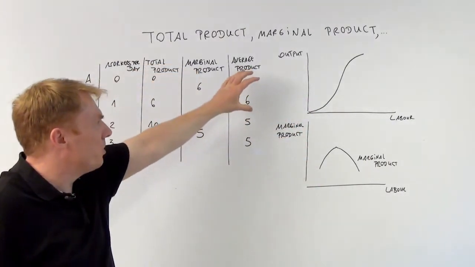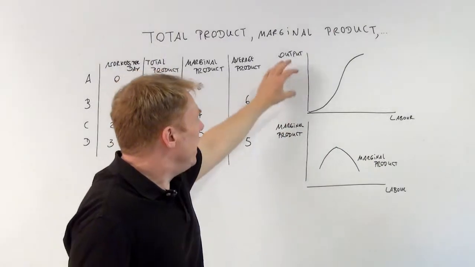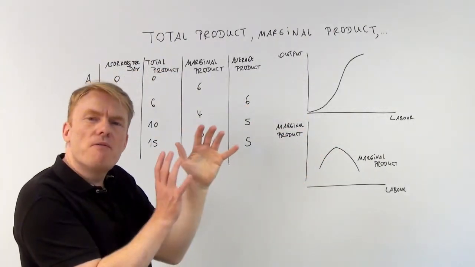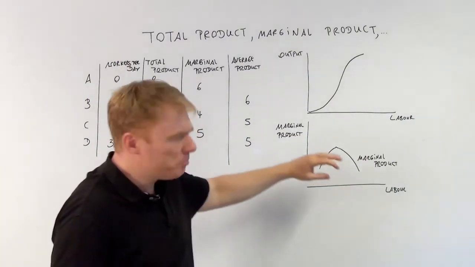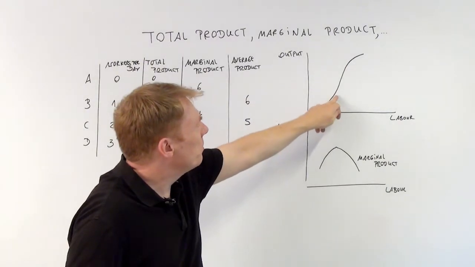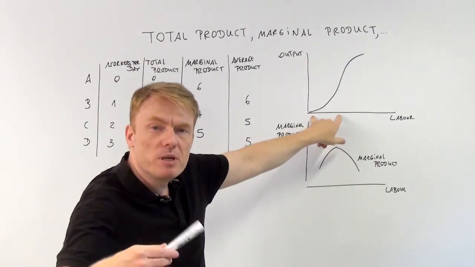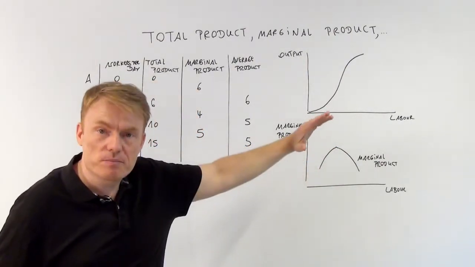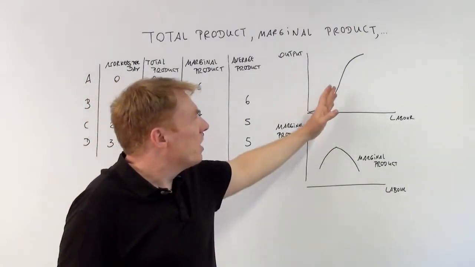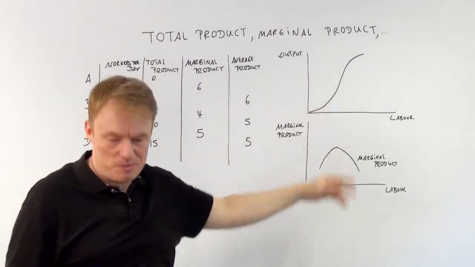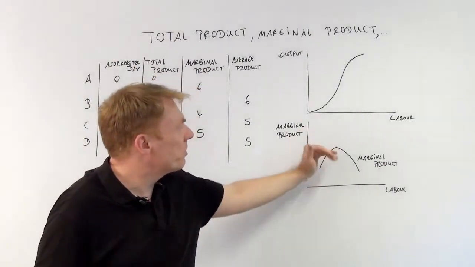We can also graph those situations. The total product and the marginal product have very clear connections between the two of them. Here, the total product becomes steeper up to here. If the total product becomes steeper, then the marginal product rises. The marginal product rises if and only if the total product becomes steeper. And if the total product becomes less steep, then the marginal product goes down.